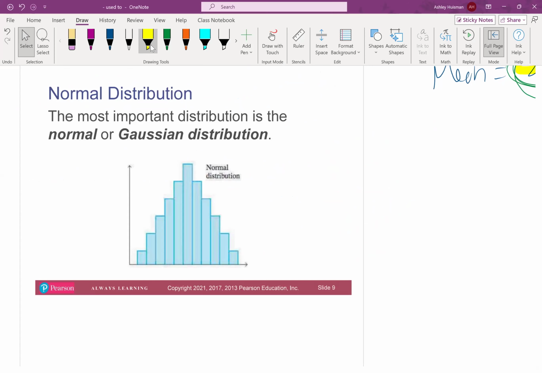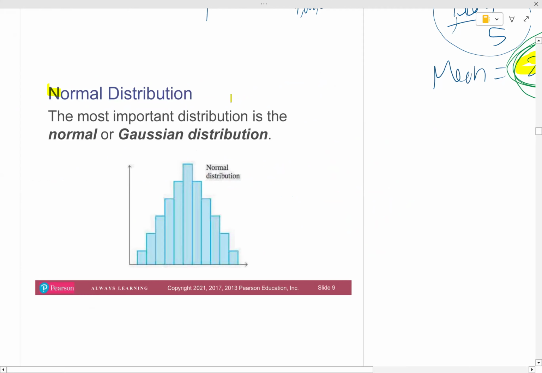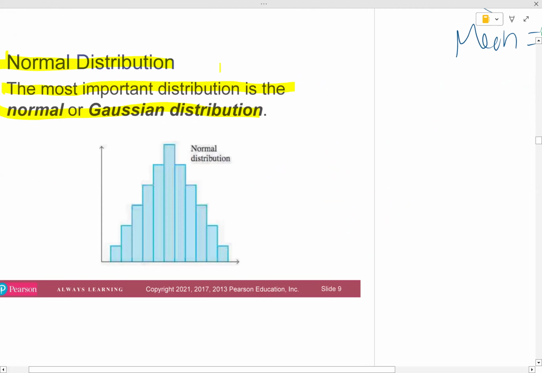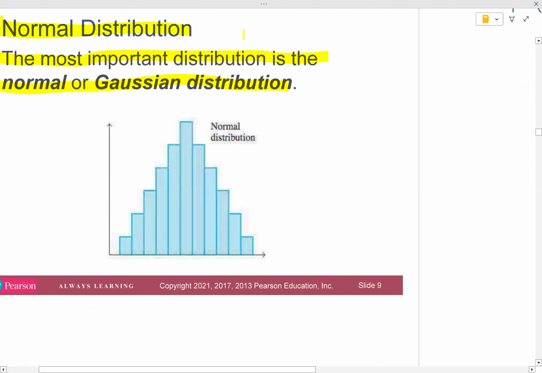Anyway, so those are some different kinds of distributions, but the one we'll focus on in this section mostly is a normal distribution. The most important distribution is the normal or Gaussian distribution. This one happens quite a bit, and this is the one we can kind of study and make future predictions about.